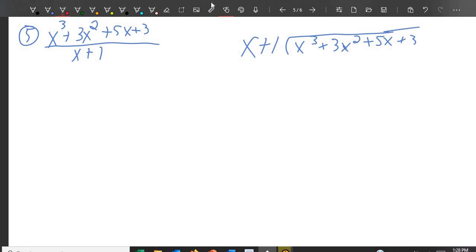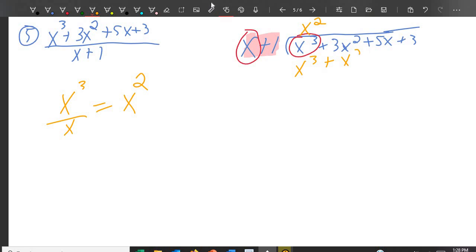Okay, again, we take what's on the outside and divide it by the first piece on the inside. So we've got x cubed divided by x. I subtract the exponents and I get x squared. So x squared goes across the top. Now we're going to multiply that x squared by everything in pink. X squared times x will be x cubed. X squared times 1 will be just x squared.